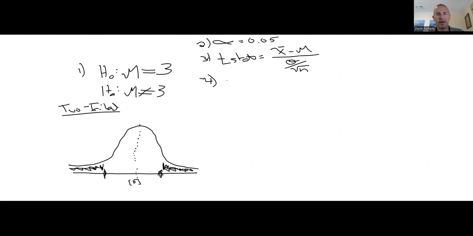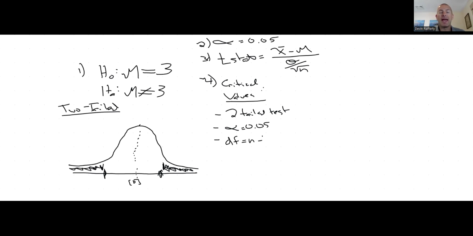Step 4, critical values. Okay. In order to get the critical values, I need 3 things. I need to know if I have a 1 or a 2-tailed test. I have a 2-tailed test. I need to know alpha, the level of significance. Well, alpha is 0.05. And I need to know the degrees of freedom. Degrees of freedom is n minus k.